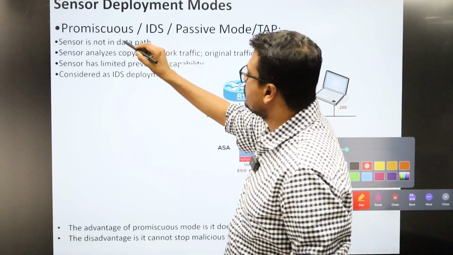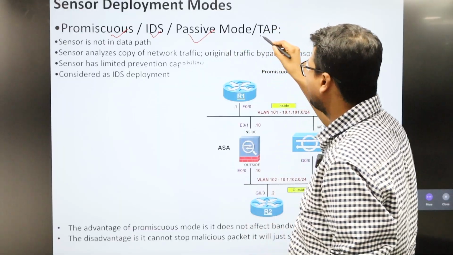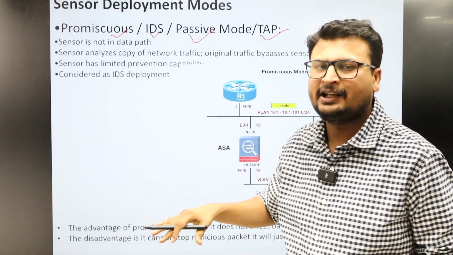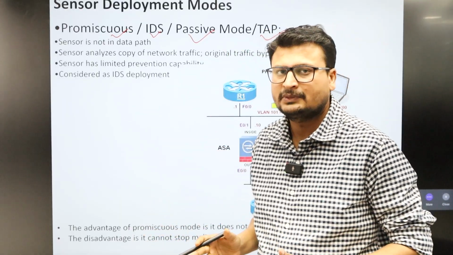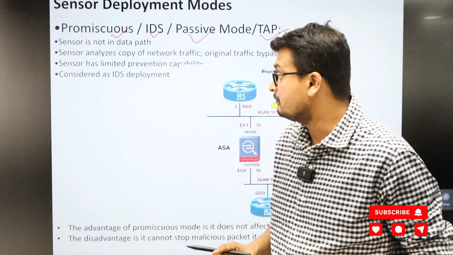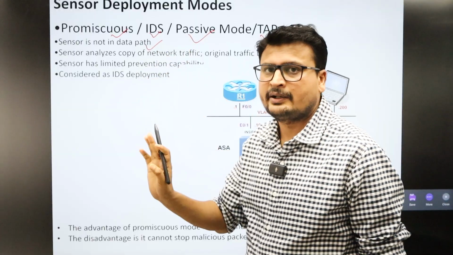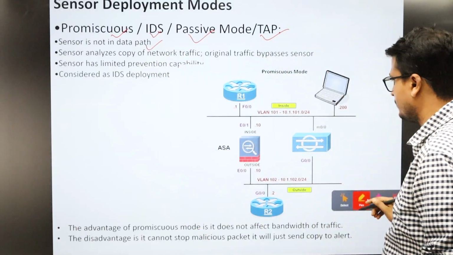Okay, we also call it a promiscuous mode, IDS mode, passive mode, tap mode. Everything has the same intention. Different terms are used, but the task is the same. Now what happens here? Listen carefully. The sensor is not in the data path. How? Let me help you understand.